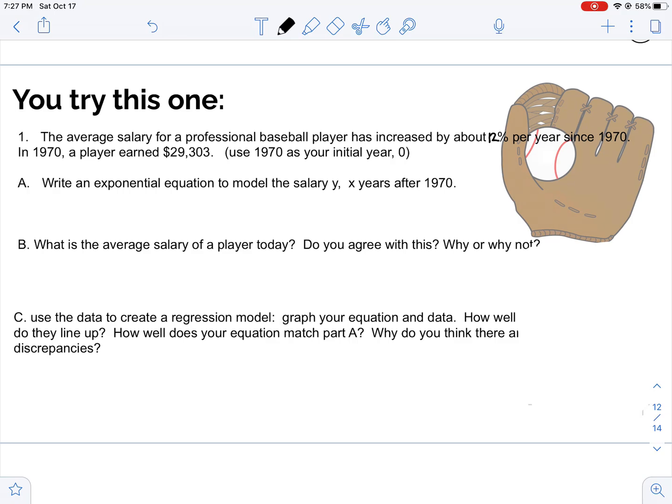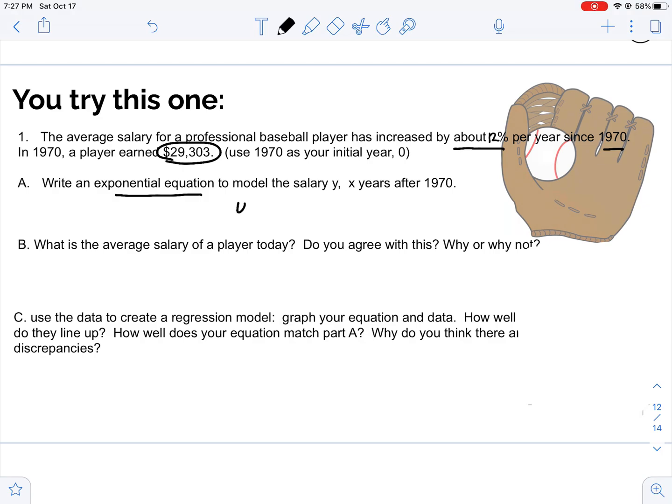So the first question here is, they tell us the average salary of a professional baseball player has been increasing by about 12% per year since 1970. And they say in 1970, a player earned $29,303. They are asking us to use 1970 as our initial year zero. So the first thing they want us to do is create an exponential model.